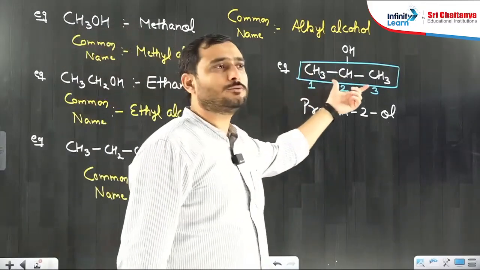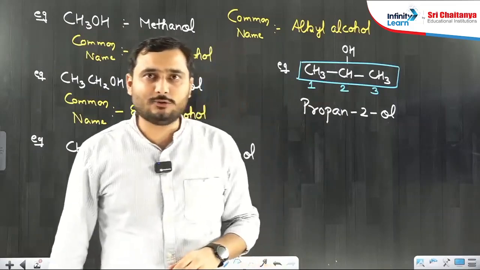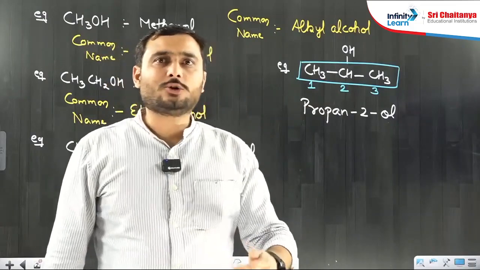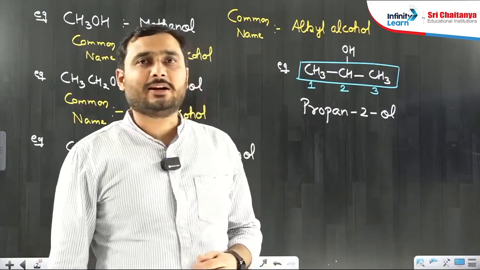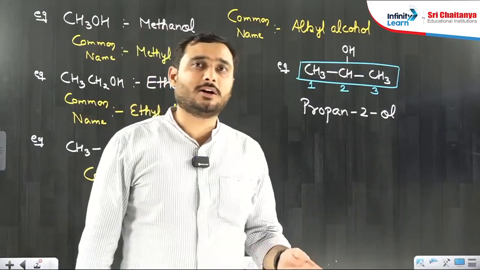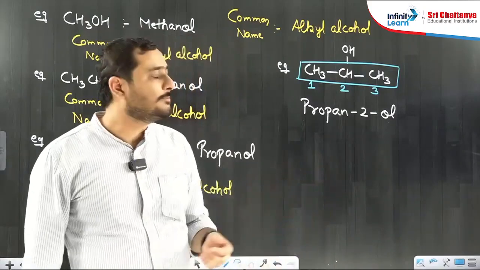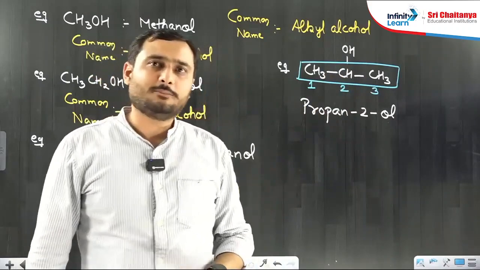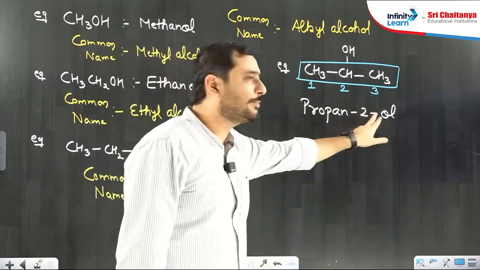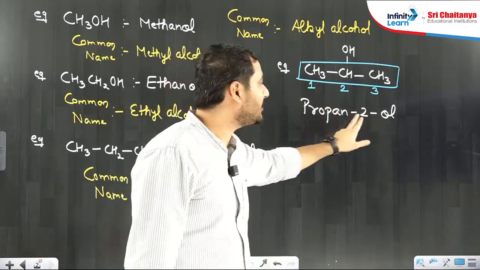This is called isopropyl. So after 1 or 2 classes, when we complete this functional group nomenclature, then we will have a special class of nomenclature of these common names and IUPAC names. So we will write this alkyl common name. This is called isopropyl. But right now we are only writing the IUPAC name. What is the IUPAC name? Propan-2-ol.